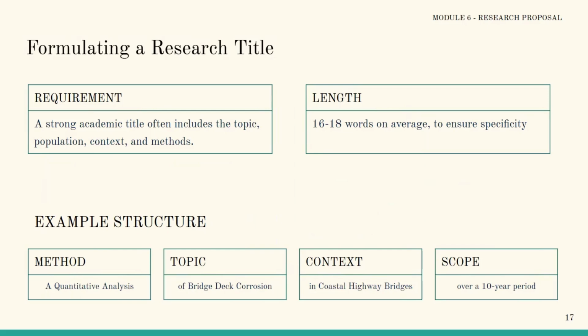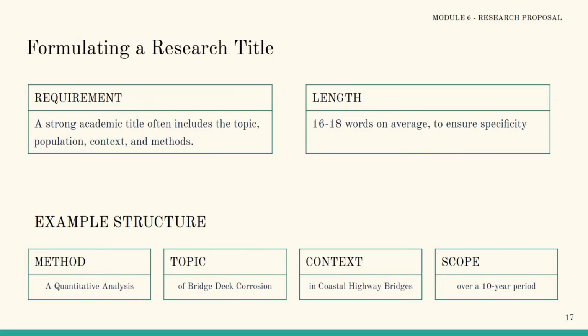So now, the research title, which comes first in the research proposal. The title should be a strong academic title, and it should include the topic, population, context, and methods. It should not be very lengthy. It should be around 16 to 18 words on average, and it should be very specific.